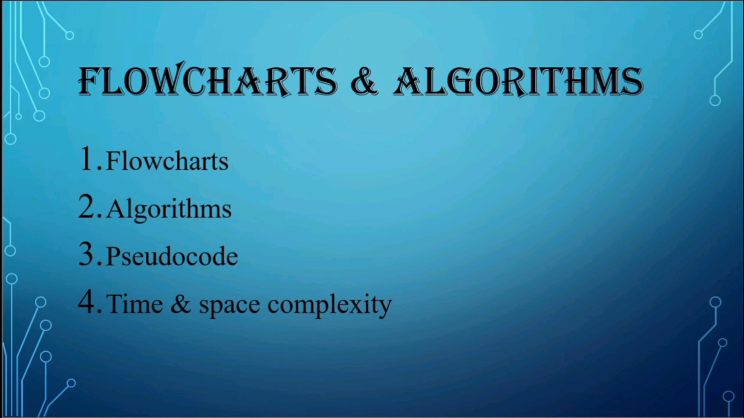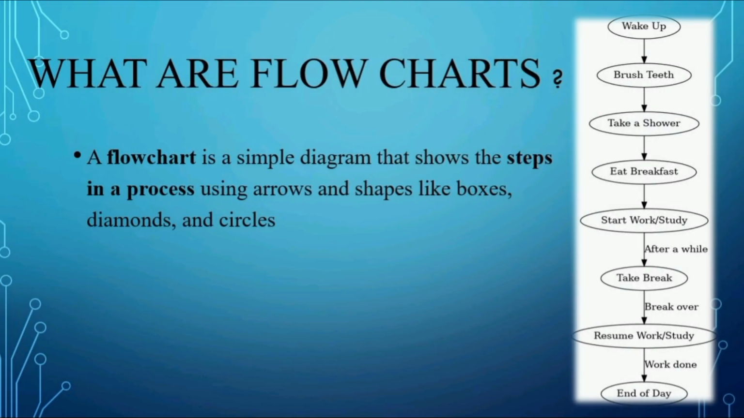First one is the flowchart. In simple words, a flowchart is like a map for a task. It shows what to do first, what happens next, and what choices or decisions come along the way, step by step. So as you can see on the screen, the example of the flowcharts.